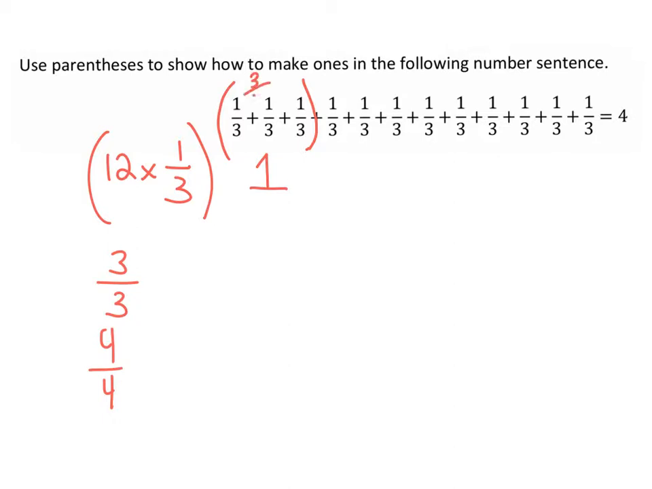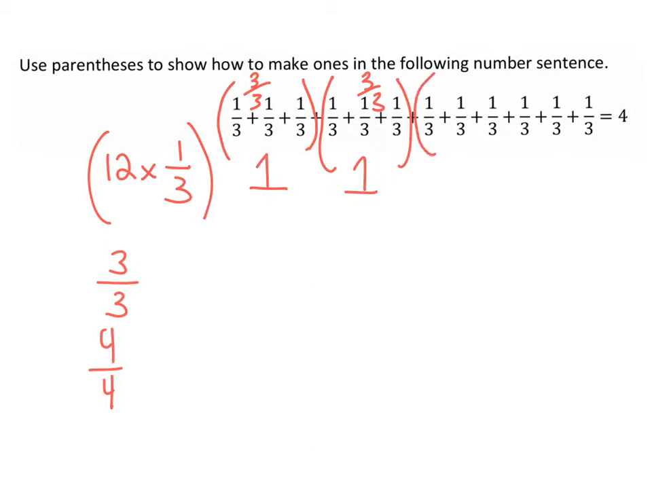And we know that 3/3 is a whole. Here's another one. 1/3 plus 1/3 plus 1/3 is 3/3, which represents another whole.